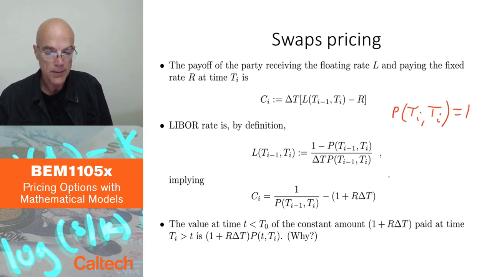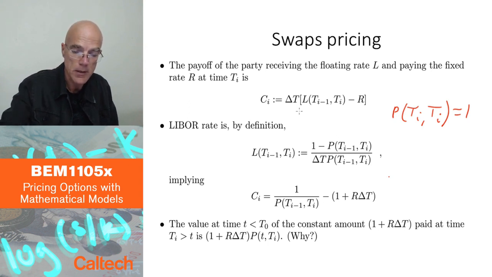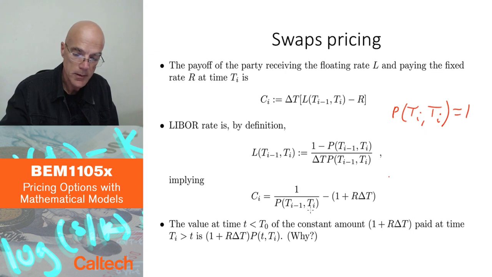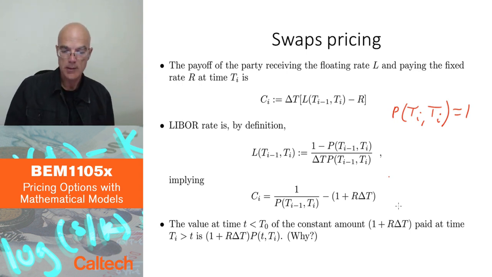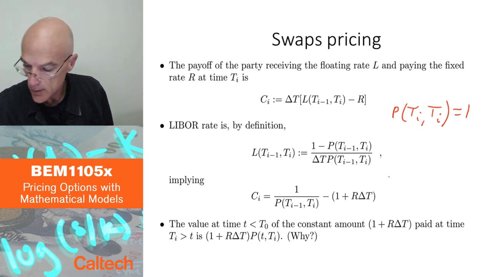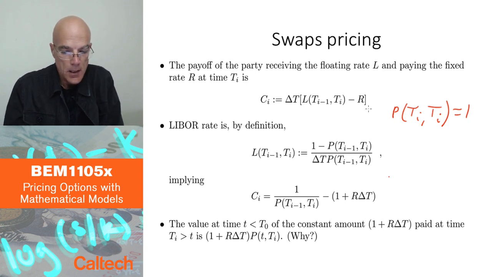All right. If I use this definition back in ci, then it's simple algebra to compute that ci is of this form. It's 1 over the bond price minus 1 plus R delta t. So I actually have to price these two terms separately, and that will give me the price of one leg of a swap. All right, so let's do the easier part first, which is 1 plus R delta t.